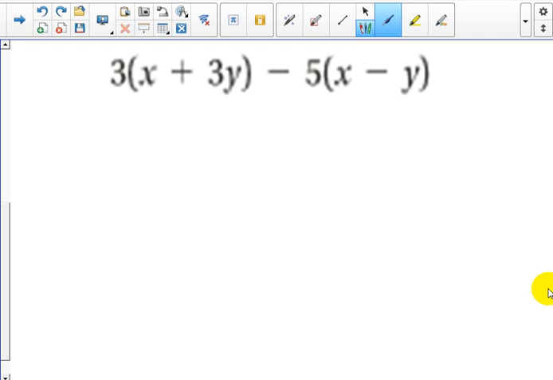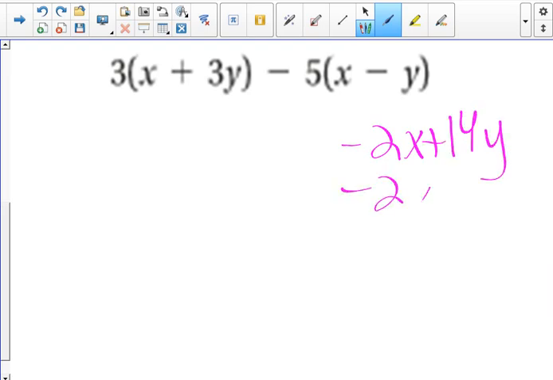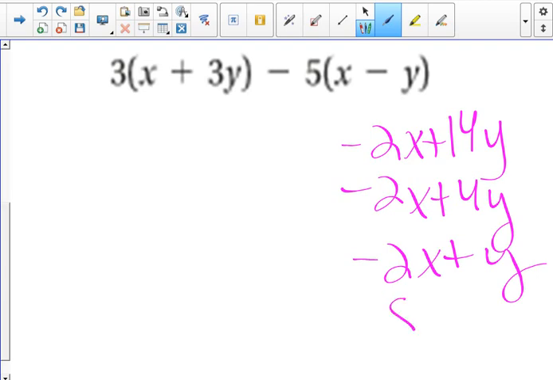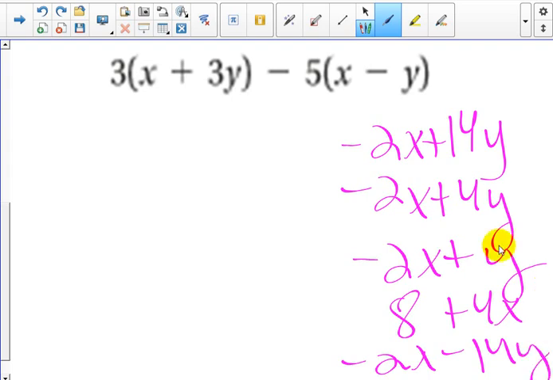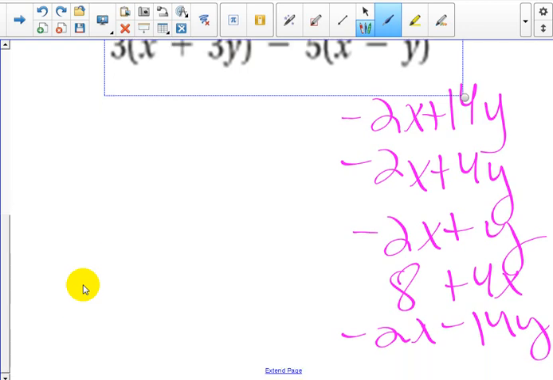I have a negative 2x plus 14y, and I have a negative 2x plus 4y. I have a negative 2x plus y, and an 8 plus 4x. That was good, 2x, good. Negative 2x was 14y. And, all right, oh, here's a negative 2x minus 14y. All right, so a lot of things to choose from. So this is definitely one we need to cover, okay? So let me copy this and go below.